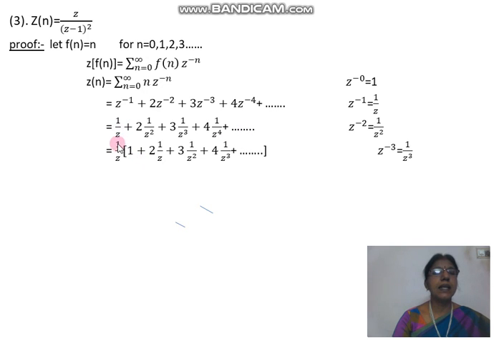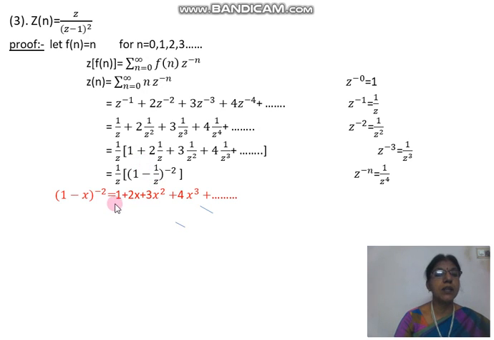Taking 1 by z common, we get 1 by z times 1 plus 2 into 1 by z plus 3 into 1 by z square, and so on. This is the formula: 1 plus 2x plus 3x square, and so on, with the powers of x increasing. All these sum can be written in a single form as 1 minus x power minus 2, if these are x terms. Now compare this one with this one.